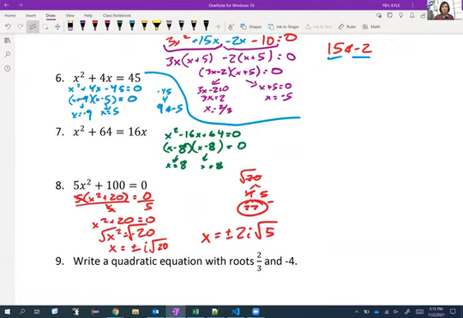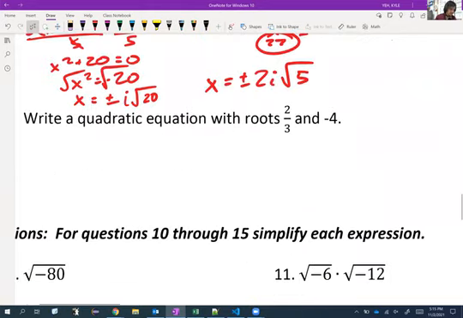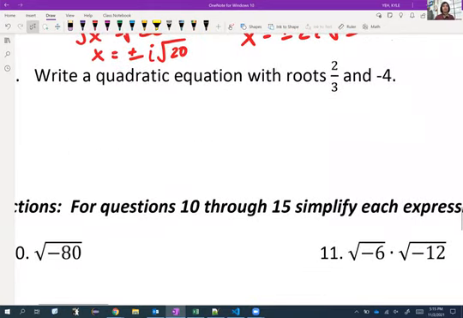More practice with radicals coming up soon, but hopefully that's looking familiar. Again, we have learned this. This is just meant to show you how to work these specific problems, not completely teach the concept. Let's talk about number 9. Number 9 says, here are some roots. Write a quadratic equation. This actually has multiple answers depending on what you want your equation to look like, but here's how I would start.